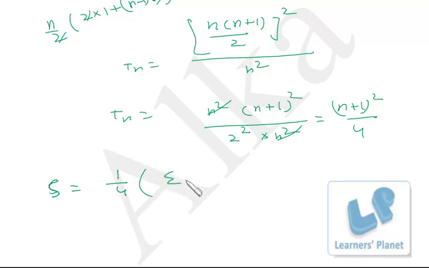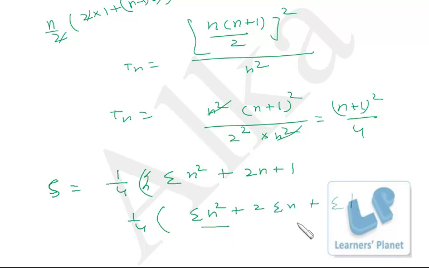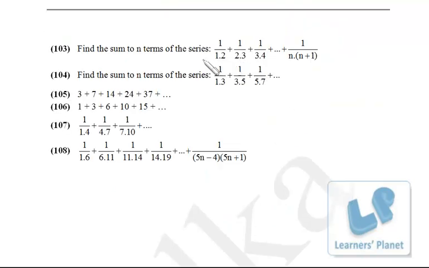1 by 4 sum of n square plus 2n plus 1, so it is 1 by 4 sigma n square plus 2 sigma n plus sigma 1. Sigma n square we can put the value, sigma n we can put the value, and sigma 1 will be n. So you can get the final answer very simply, easily.